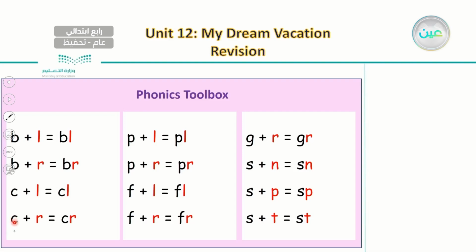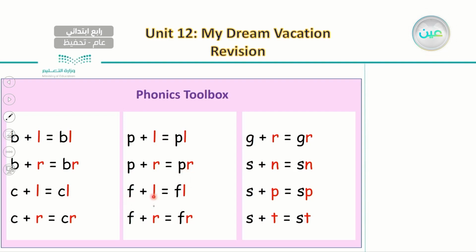And also C with R, when we add them together, we will have a sound as in cry. And here we have P. If we add L to it, we'll have a sound as in plant. And the same goes here. If we have the letter P and the letter R, when we have them together, we'll have a sound as in price.